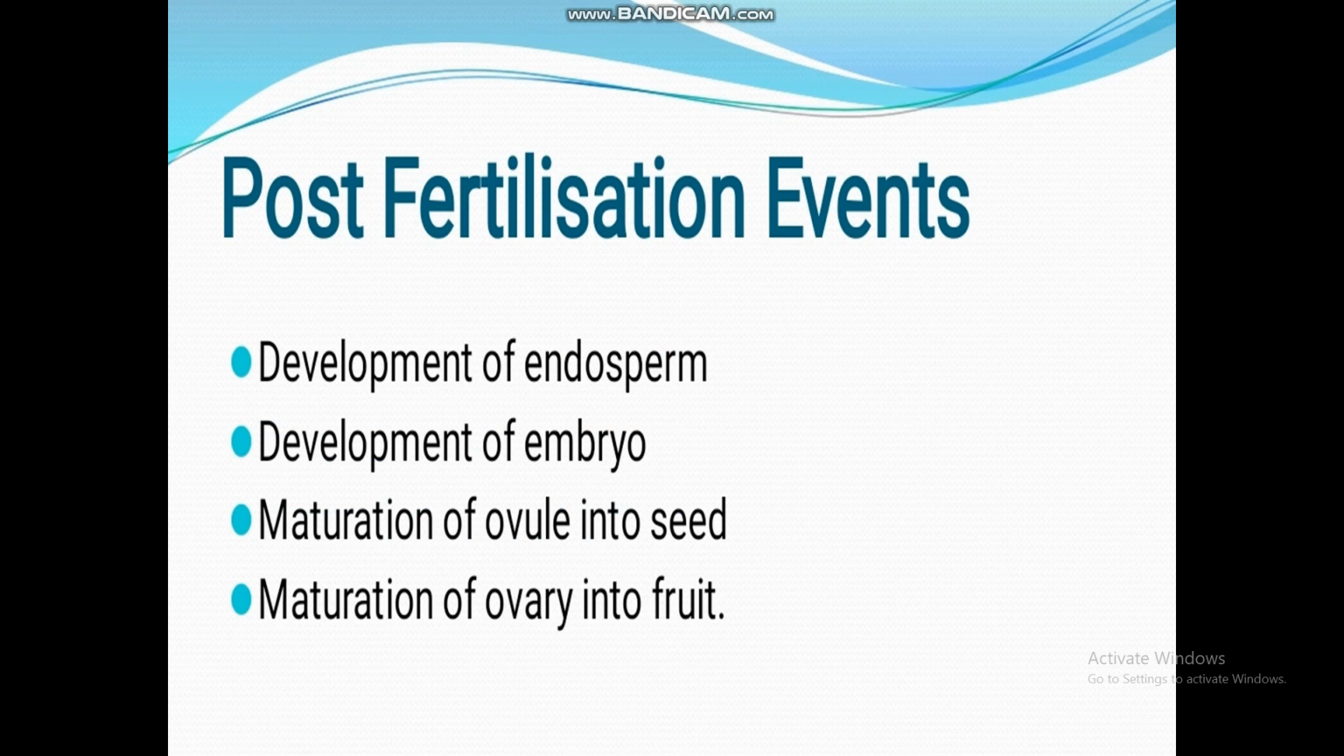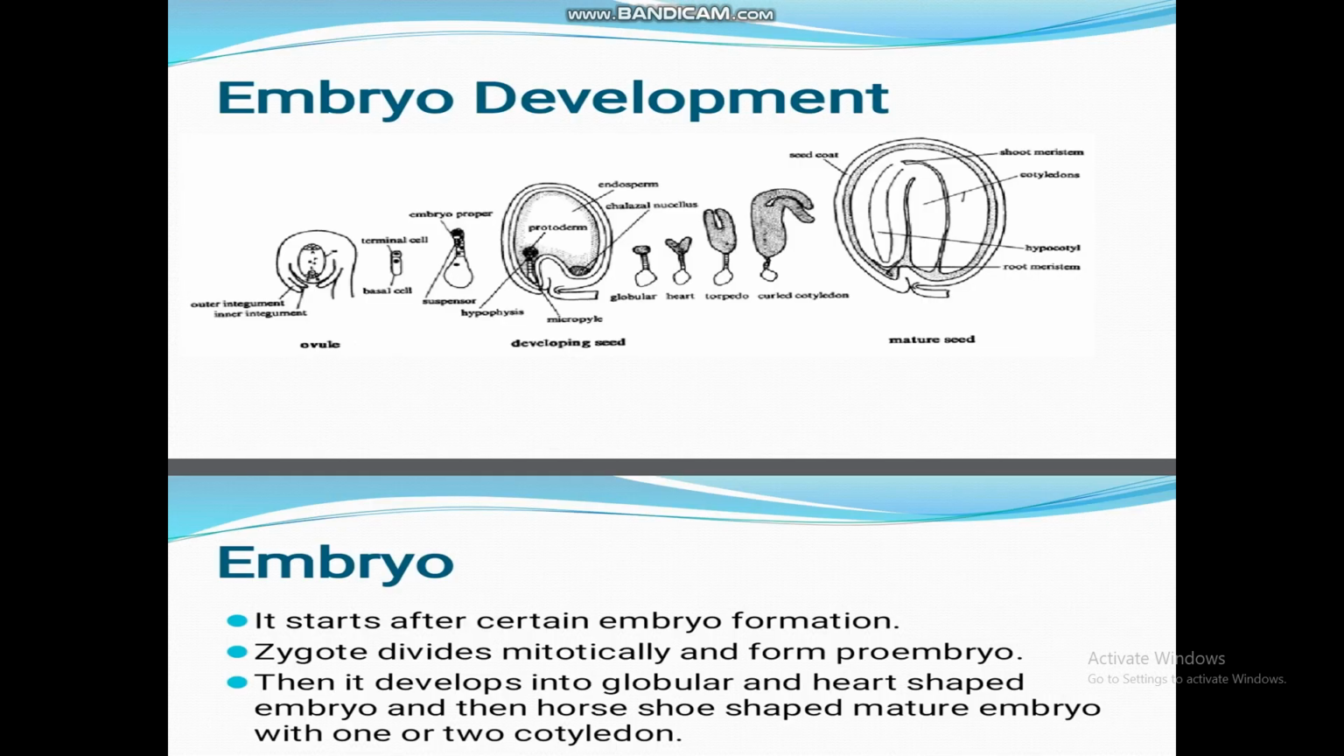Now we are going to discuss what post-fertilization events take place. These are development of endosperm, development of embryo, and maturation of ovule into seeds, meaning conversion of ovule into seeds. After double fertilization, the ovary in which fertilization takes place converts itself into a fruit.